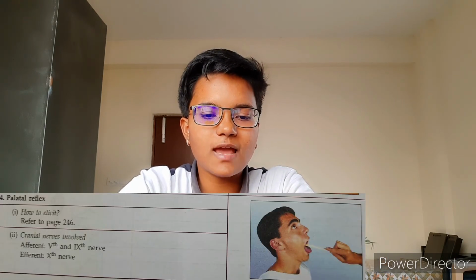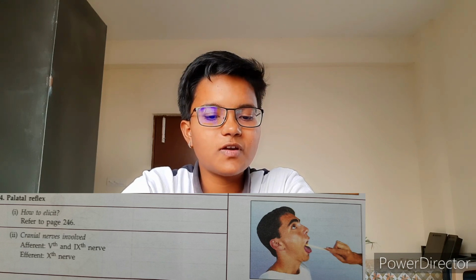And the third one is the visual reflex. First is the pupillary or light reflex, direct or indirect, and the accommodation reflex. The cranial nerves involved are afferent 2nd nerve and efferent 3rd nerve. And the palatal reflex: the cranial nerves involved are 5th and 9th as afferent, and efferent is the 10th nerve.